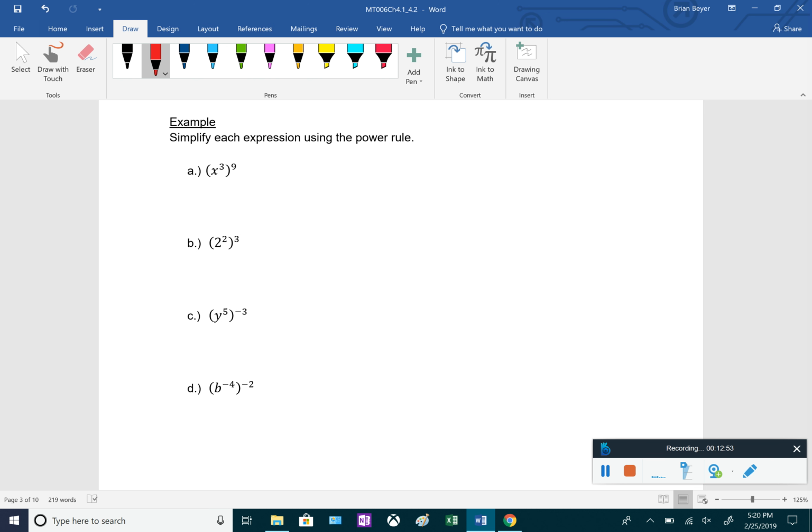Okay, let's simplify these using that rule. First one, x cubed and then to the 9th. So as soon as you see a power already raised to another power, we know we're multiplying. So it's going to be x raised up to the 3 times 9, which is x to the 27th. Next one, 2 squared cubed. So power to a power, we multiply. That's going to be 2 raised up to the 2 times 3. So 2 to the 6th.